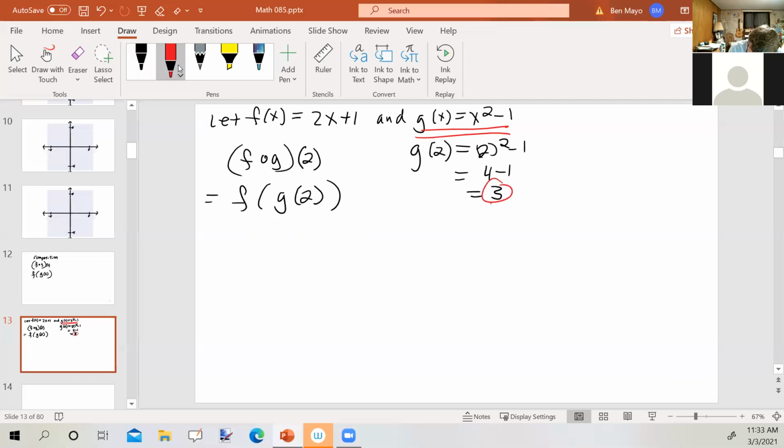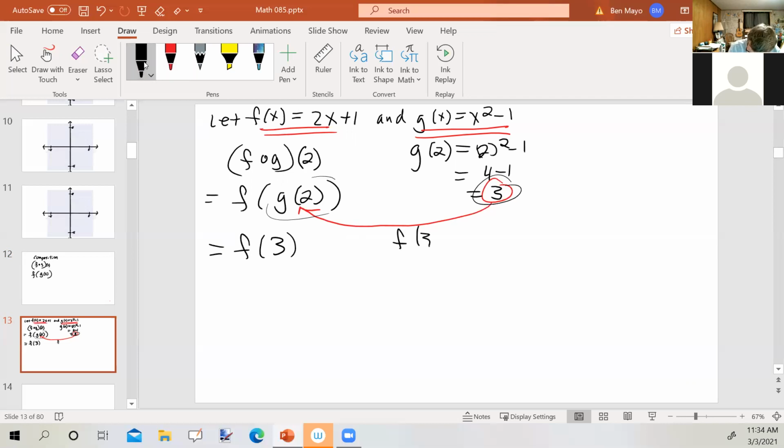So now we're going to substitute that back here for G of 2. So F composed with G of 2 equals F of G of 2 equals F of 3. Where did I get the 3? G of 2 was equal to 3. So now I'm going to find F of 3. So I'm going to go to the F of X function and put in 3, which is 7. So F composed with G of 2 equals 7. Any questions on this example?